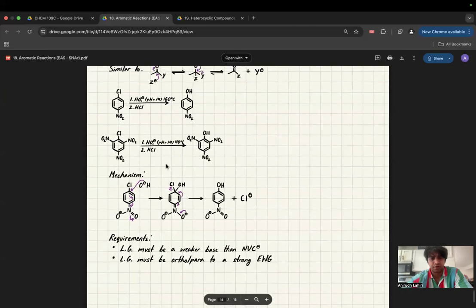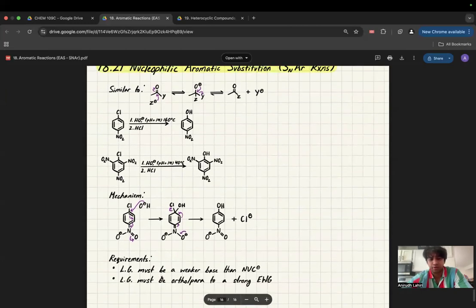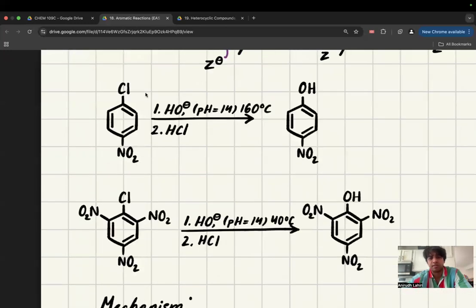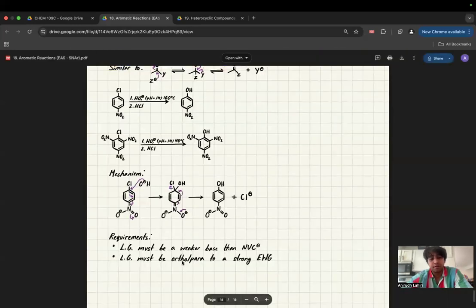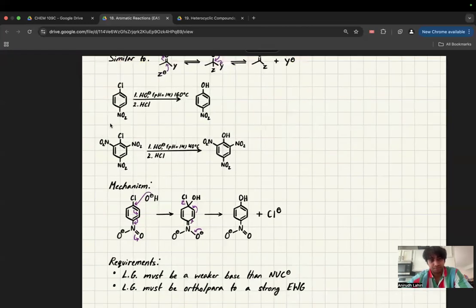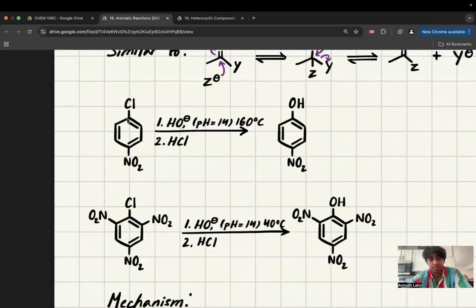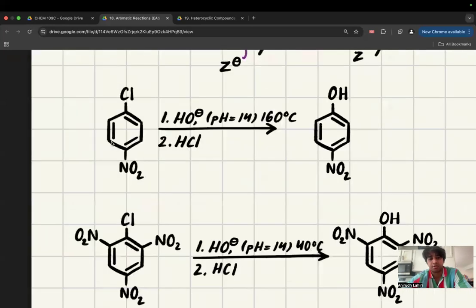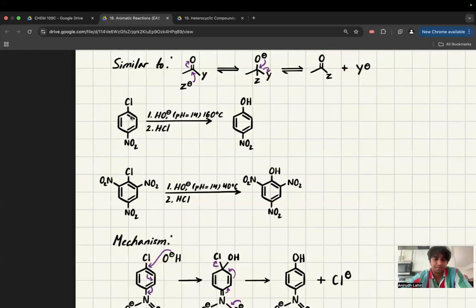So there's a couple conditions for it. First requirement is the leaving group has to be a weaker base than the nucleophile, which is, as we would expect, right? Like if we're installing the group here, we need this to be a better leaving group, a weaker base than this. Makes sense. The leaving group must also be ortho slash para to a strongly electron withdrawing group. So we really need to make sure that this is an electrophilic spot, right? So this group here is withdrawing density from this position, and this position, right? Like we saw in the resonance hybrids earlier, there's a partial plus here, here, and here. This partial plus means electrophilic site, right? So we could attack there. Okay.